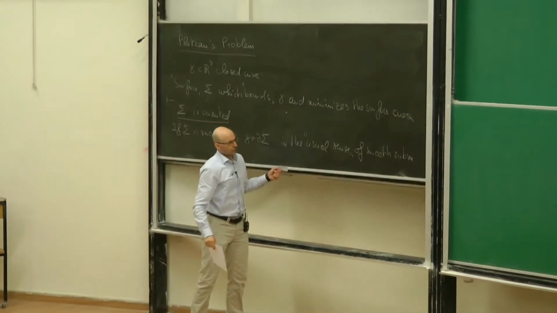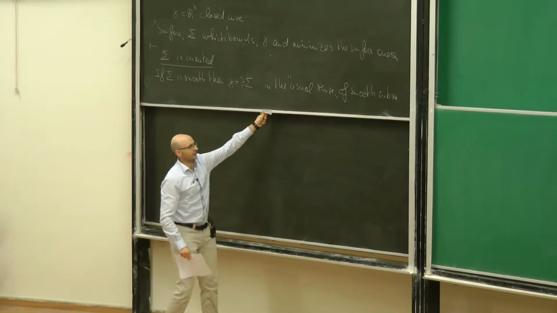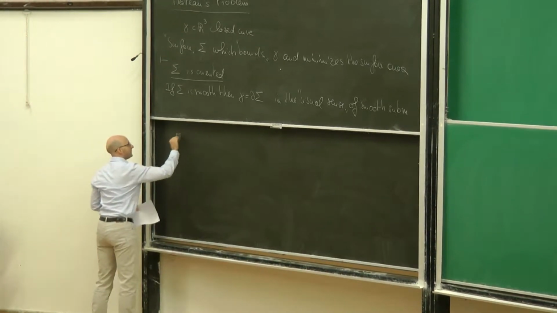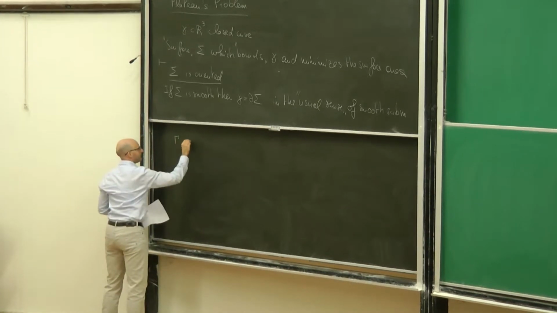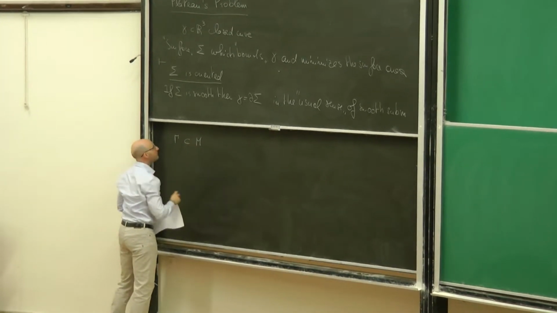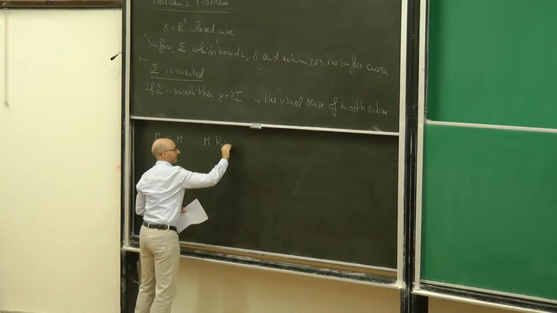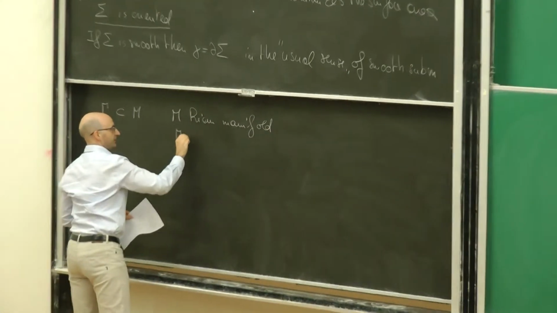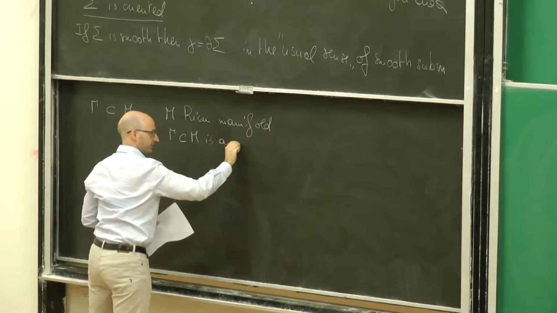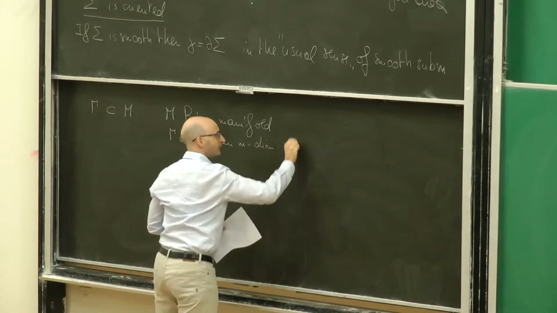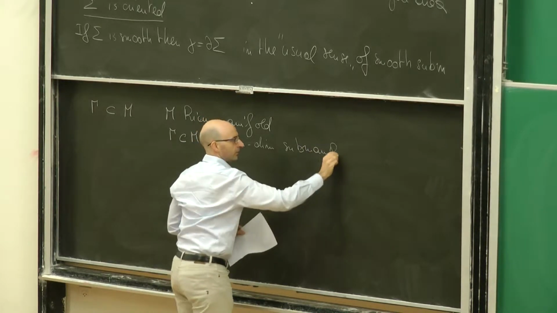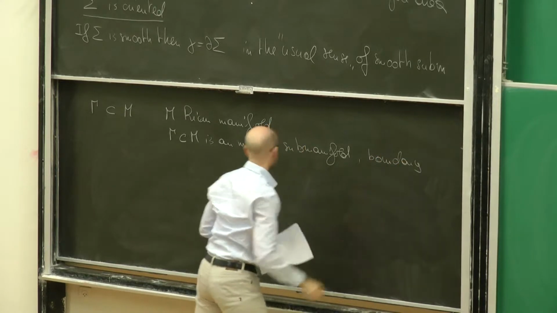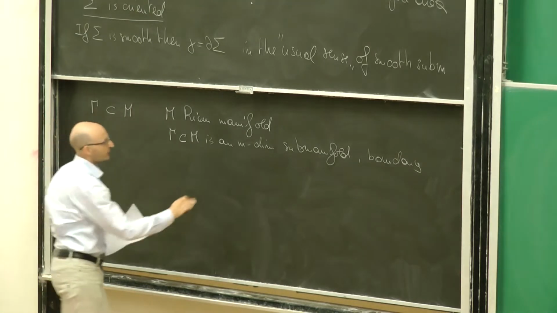Okay, and although the original question was posed for two-dimensional surfaces in R3, in this talk I'm going to consider a much more general situation. So instead of having a curve gamma, I will have a submanifold gamma sitting in some Riemannian manifold M. So gamma in M is an m-dimensional submanifold, which is a boundary, actually m minus 1, sorry.